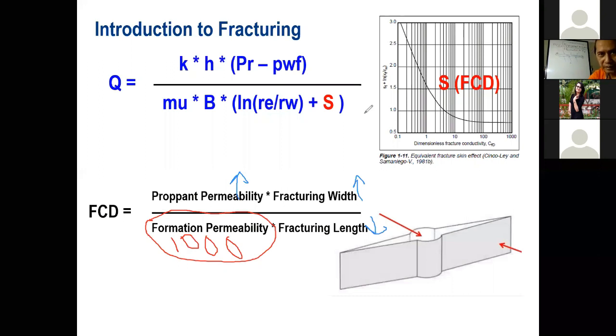However, let's take a look at another case here. Where is my eraser? If you deal with a different scenario, let's say you deal with a formation permeability of 0. Sorry, where is my draw? Let's say this. Okay, 1 minute. Somehow I have a problem here. Erase.